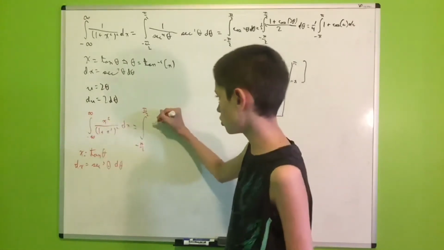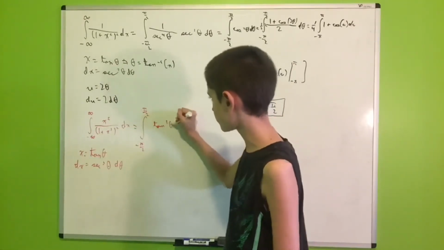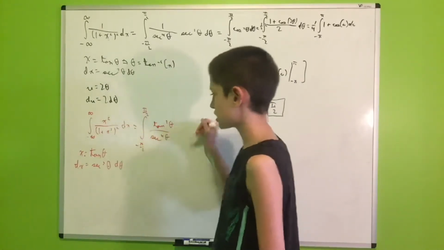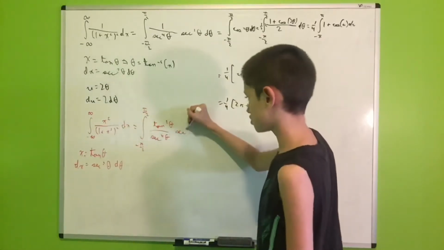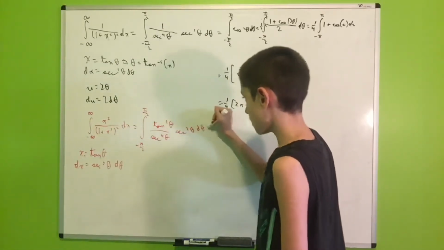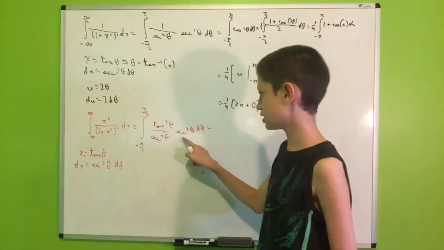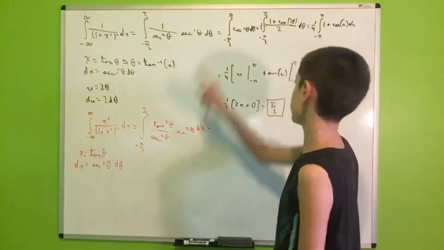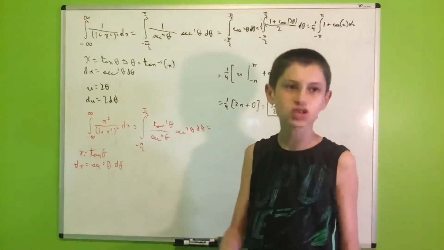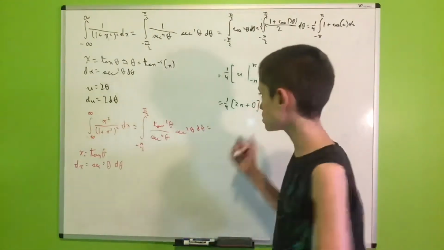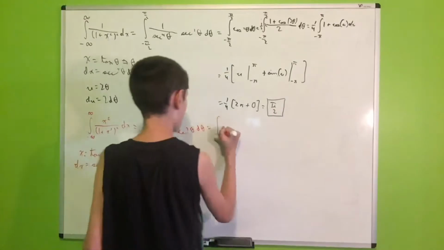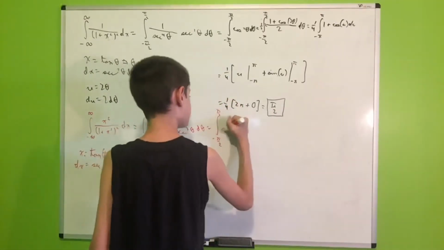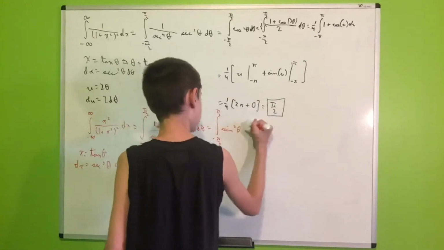And then our x squared will be tangent squared theta. Our denominator will be secant to the fourth power of theta, and now dx will be secant squared of theta d theta. But then, let's see. The secant squared over secant fourth will simplify to be cosine squared of theta, as we found out earlier. And tangent squared times cosine squared is simply sine squared, so this is the integral from negative pi over 2 to pi over 2 of sine squared theta d theta.